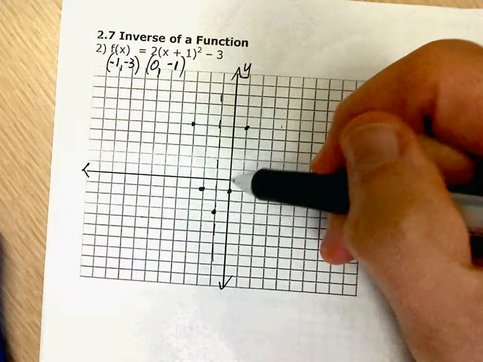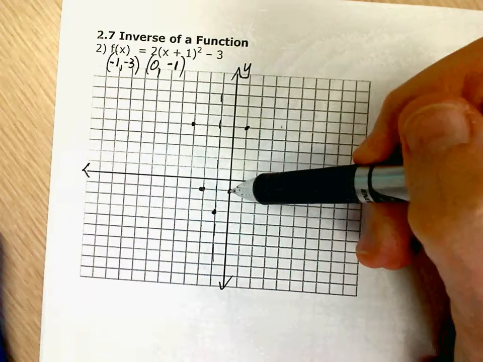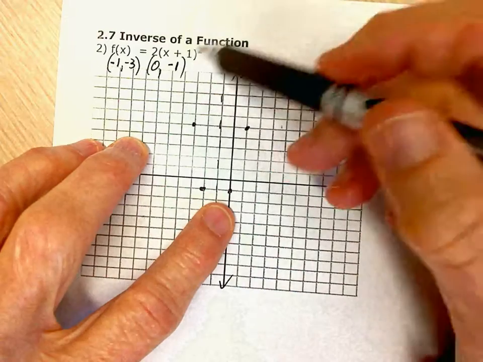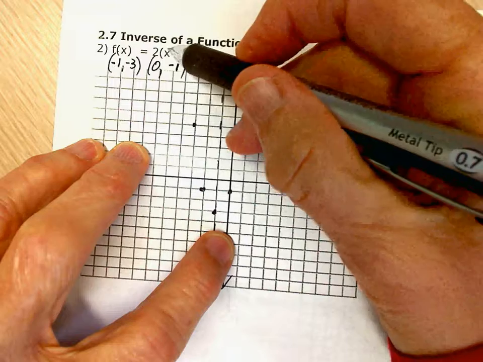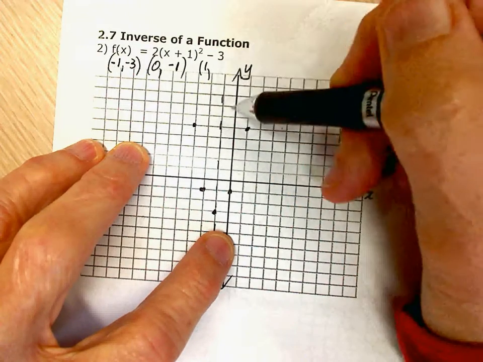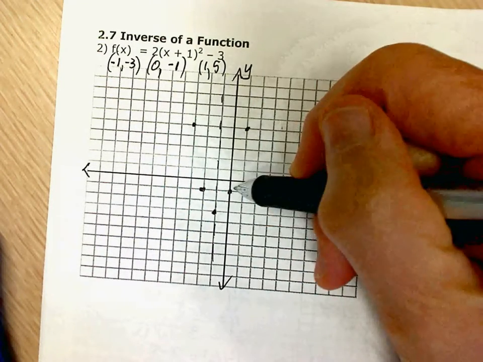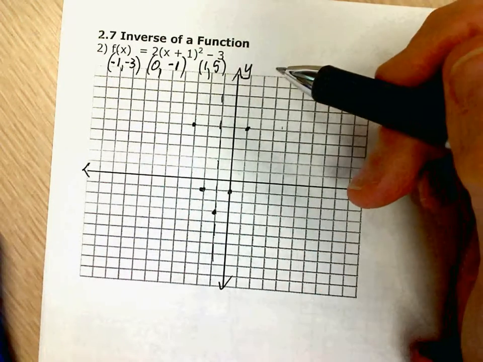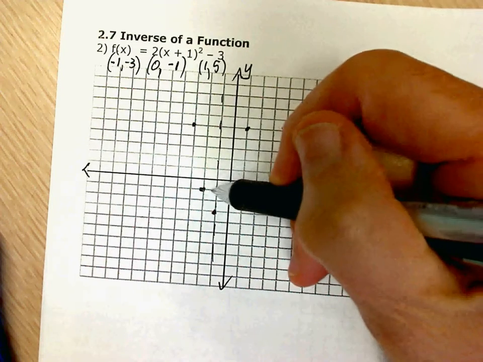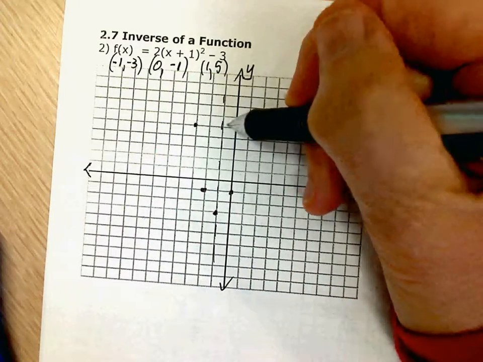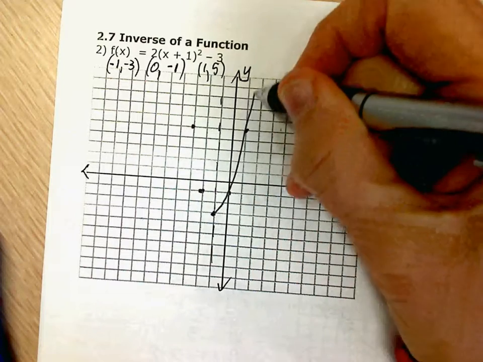So the vertex is -1, -3. When x is 0, y is -1. When x is 1, you plug it in and you solve for y, and I got 5. And these points are reflections over the axis of symmetry, right? I just reflected. If there's a point 1 unit to the right, there's a point 1 unit to the left. If there's a point 2 units to the right, there's a point 2 units to the left. So we just write it like that.